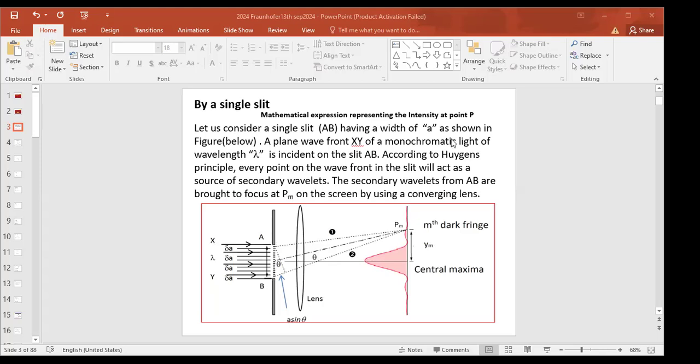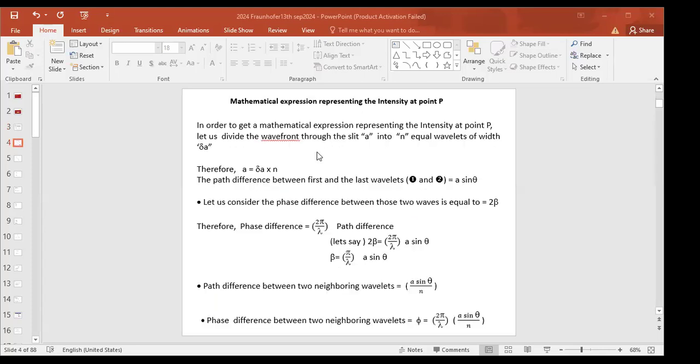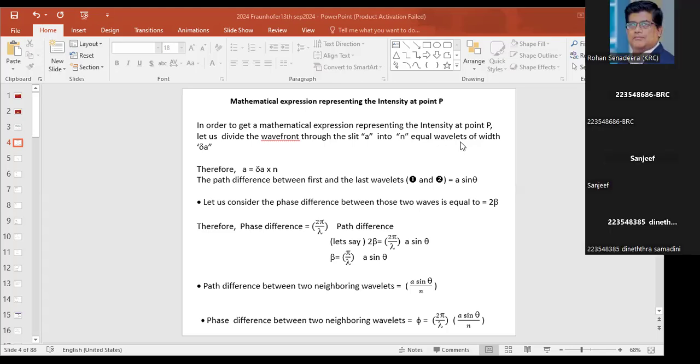The single slit AB has a width of A. Now we are going to divide this A into very small, equal distances like delta A, like here, right? So I will not read all these words. What we are going to do is divide this slit width A into n number of equal wavelets of width delta A, right?